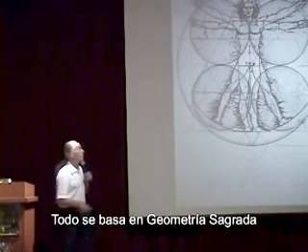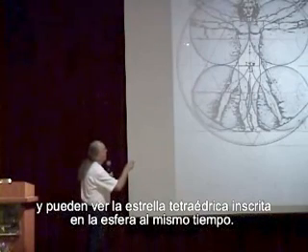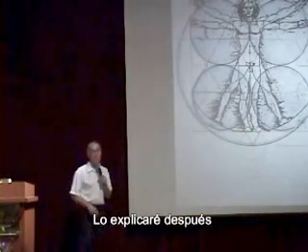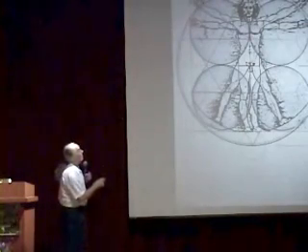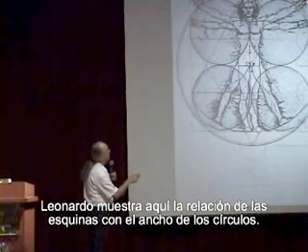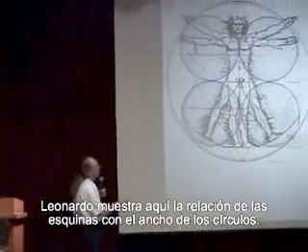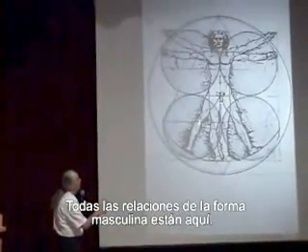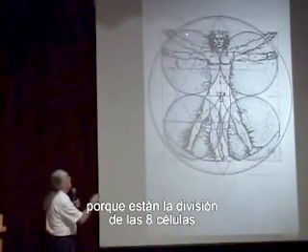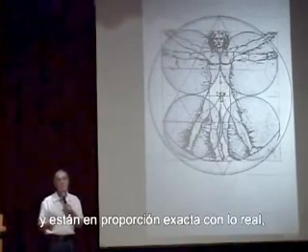And here you can see the star tetrahedron also inscribed in the sphere at the same time. And we'll explain that in just a moment. And so here Leonardo is actually showing how this relationship of the corners, the width of the circles, and all the relationship of this male form that's in here. But if you think about this for a moment, it's because here is the 8 cell division, and it is in the exact proportions of the real thing.